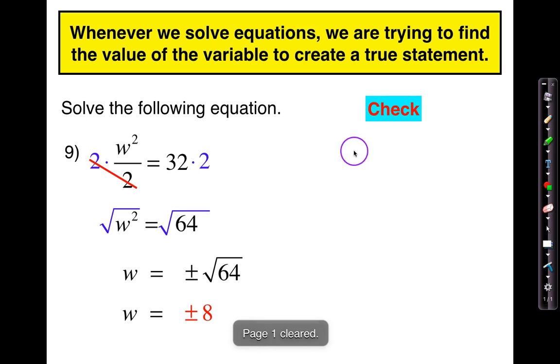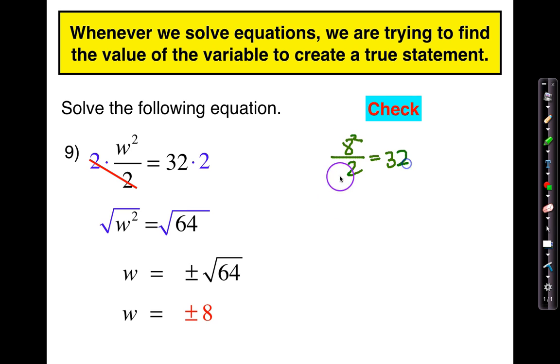Real quick, let's check our work. We have 8 squared over 2 equals 32. 64 over 2 equals 32. Is this true? Yes, it is. Now notice here when it's squared, even though there are 2 answers, you don't really have to check both. Checking one is going to be sufficient because 8 squared is 64 and negative 8 squared is also 64. So there's not really a point to checking both.